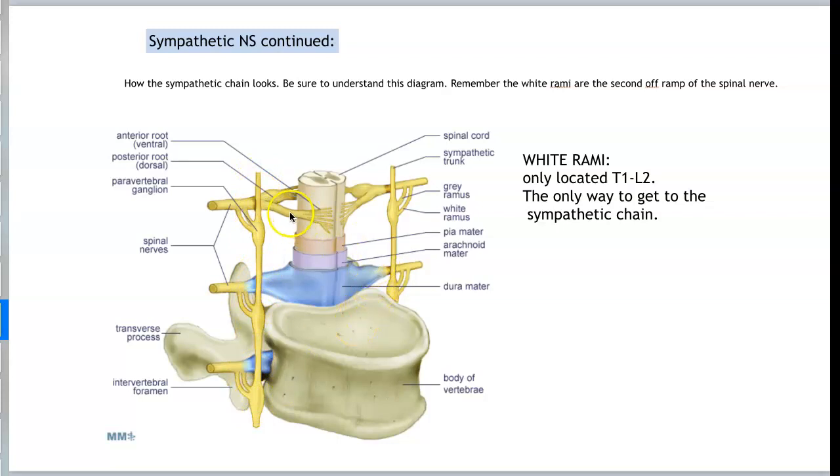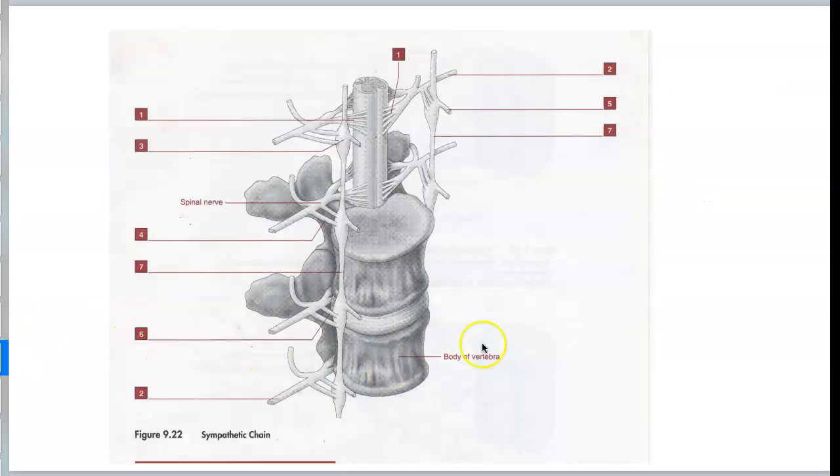Here is our ventral root. Here's our dorsal root. Here's our dorsal root ganglion. Spinal nerve. So hopefully you're starting to see a little pattern. This one's from your worksheet too. So now you recognize the sympathetic chain ganglia, right?